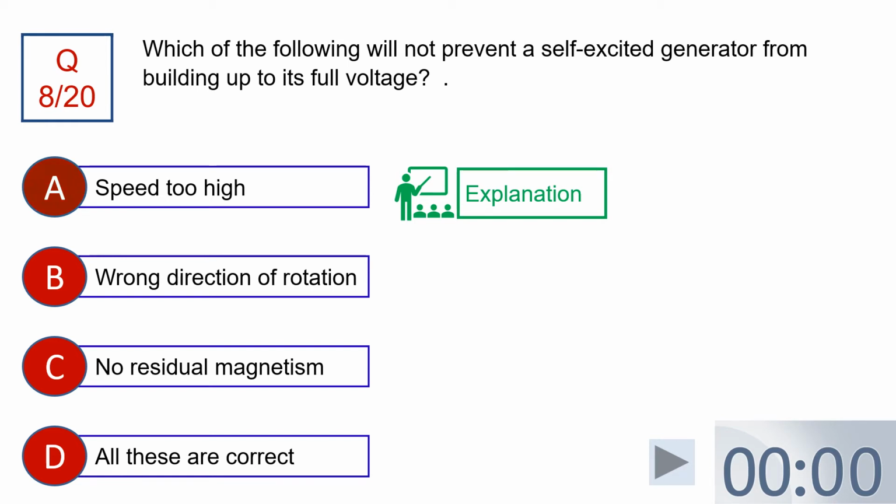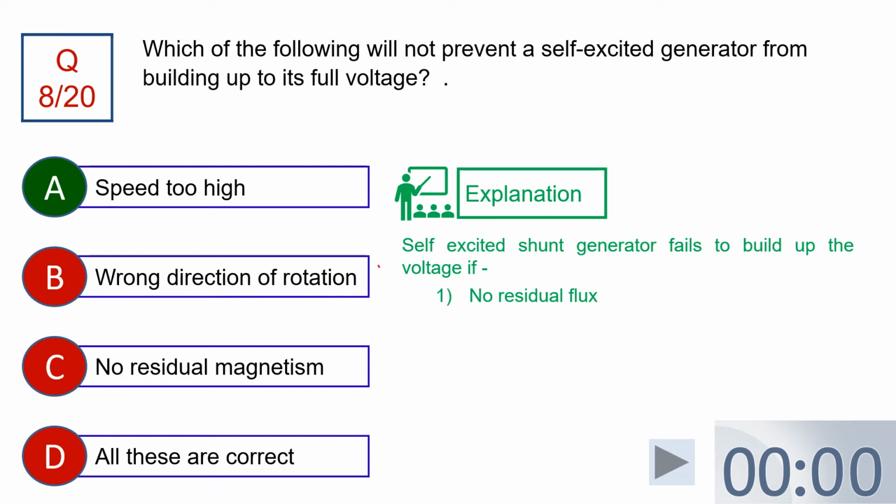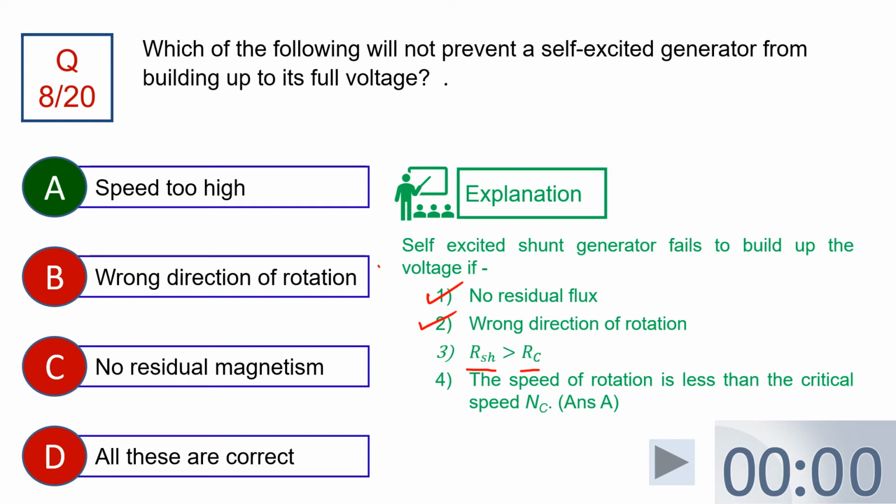Correct answer is option A. Now you know that self-excited generator, it fails to excite if there is no residual flux. Then it will also fail if the direction of rotation is wrong. Then if the resistance of shunt field winding RSH, if it is greater than critical resistance RC, then the generator fails to excite. And if the speed of rotation N, if it is less than Nc, it will fail to excite. Means if speed is less than a particular speed, that is critical speed Nc, generator fails to excite.